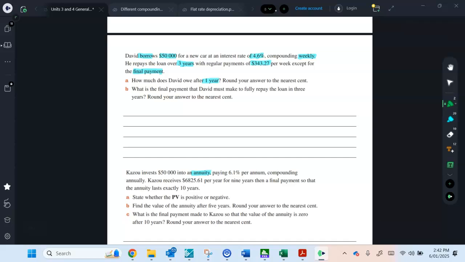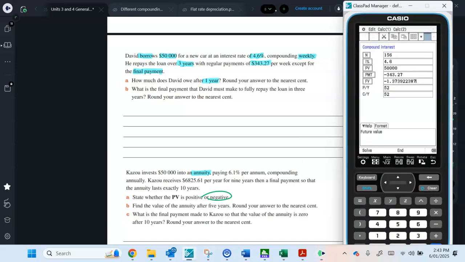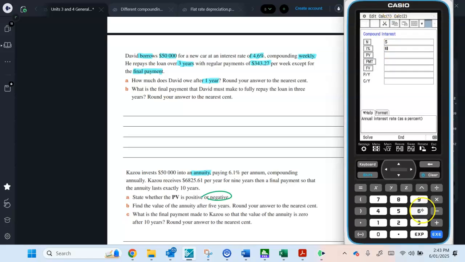All right, so PV is negative. Find the value of the annuity after 5 years. Round your answer to the nearest cent. So, just using the financial solver again. Let's clear what we've got. All right, so it's doing it for 5 years and it's compounding annually. So we'll just do 5. Interest rate is 6.1.